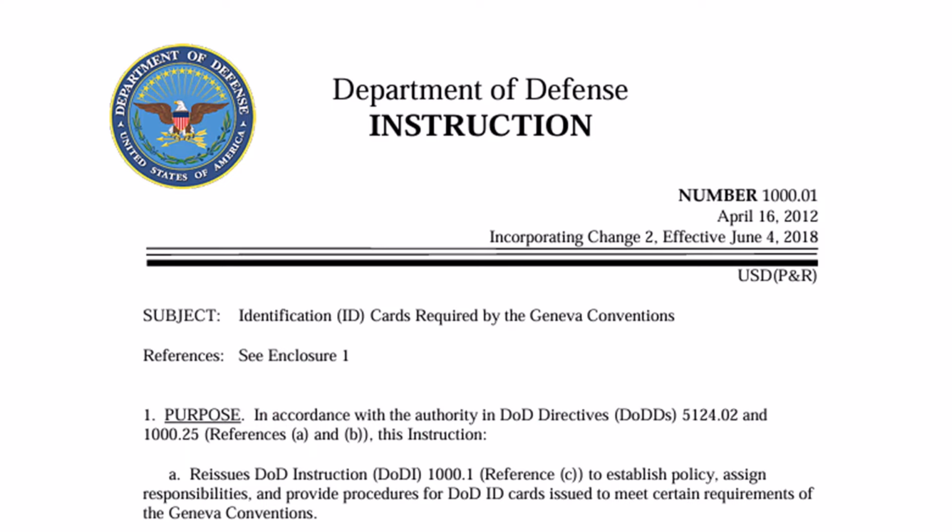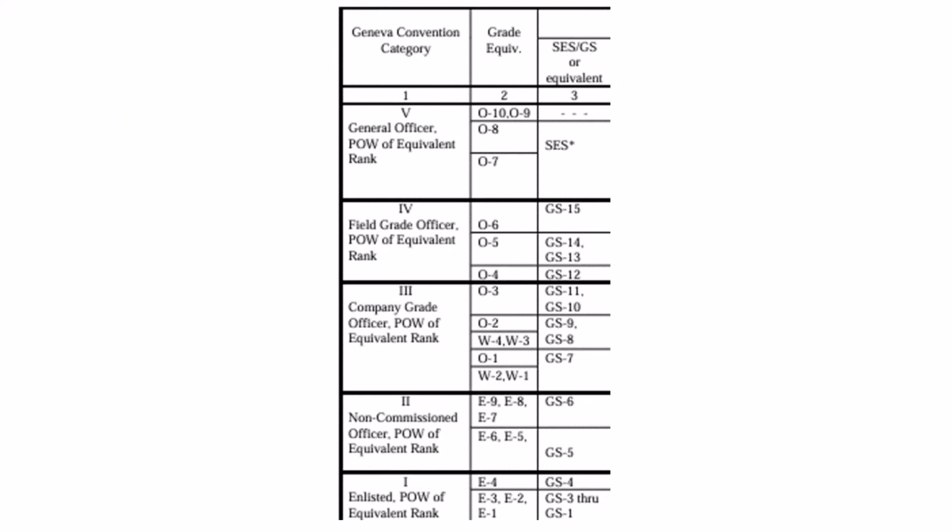Just to get started, let's look at Department of Defense Instruction 1000.01. The specific purpose of this guidance is for the issuing of Geneva Convention ID cards. And if you go back to the enclosures, you'll find a table that I've cropped down here that shows the relationship between military grades and the GS system. So, for example, you can see that O-6, a colonel or a Navy captain, is equivalent to a GS-15. And you can see that an O-2 is equivalent to a GS-8 or a GS-9.